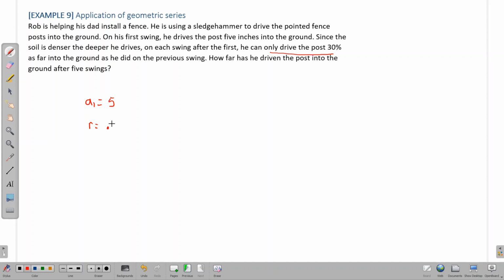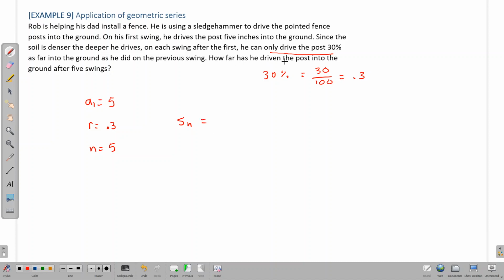So 30% as a decimal is 0.3. Remember, make sure we are converting those. 30% means 30 over 100, which means you move the decimal place back 2 times, so that is 0.3. You have to change that to the decimal value. And we know we're driving the post in with 5 swings, so N is also 5.